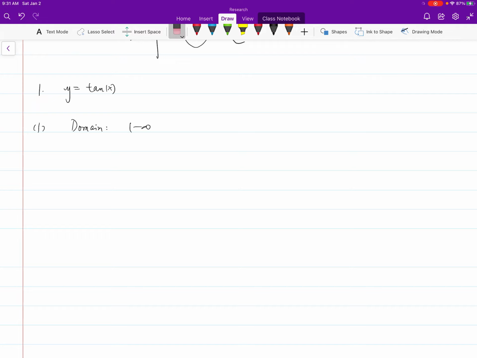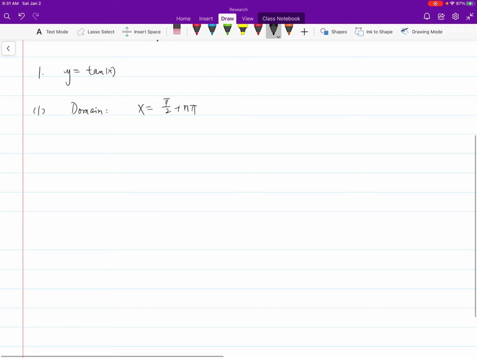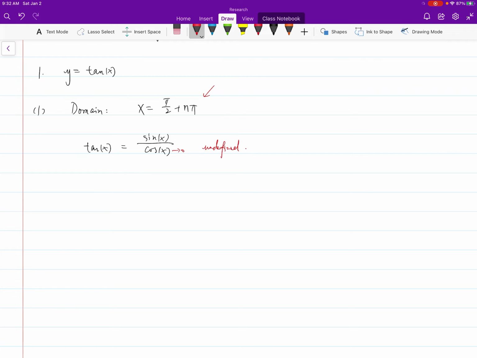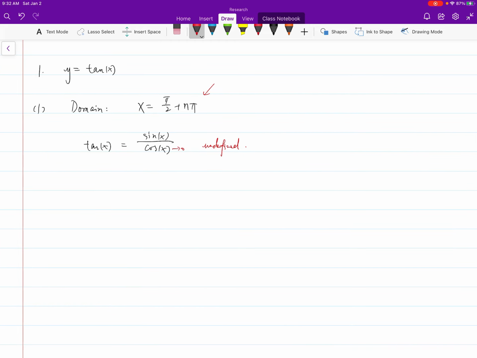Same thing, write down what we know before. We know the domain, try to recall. It's going to be everything except for x equals pi over 2 plus n pi. And the reason is because if you take any number which is pi over 2 plus n pi, your cosine x is going to be 0, therefore undefined.